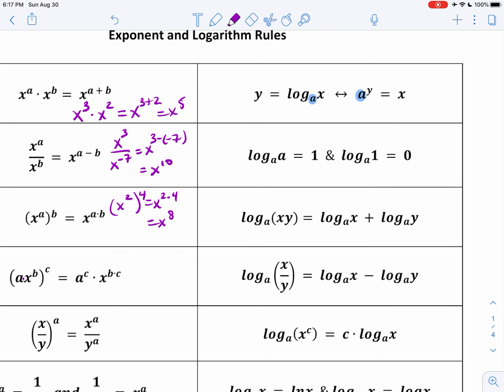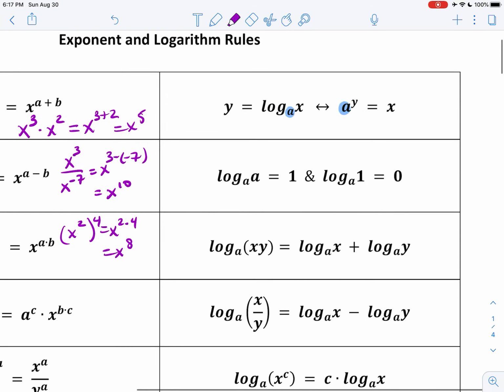Your log base a of a is equal to 1, and simply it is true because a to the first power is equal to a, and that checks out from the previous rule set. And log base a of 1 is equal to 0, and we see if we convert it to exponent form, we see that a to the 0 is equal to 1, and that checks out as well. You can use exponent rules and the definition of y equal to log base a of x to derive the following rules.